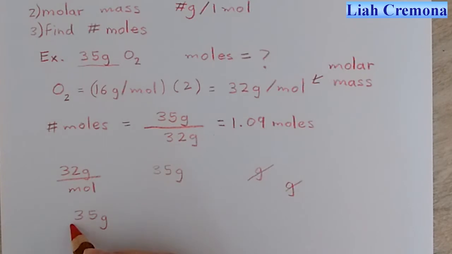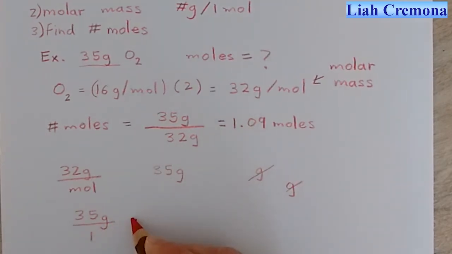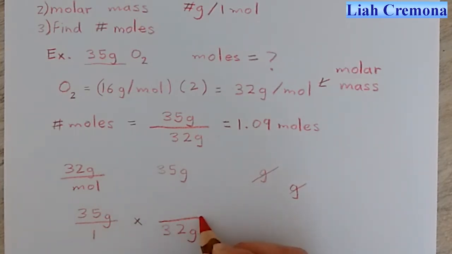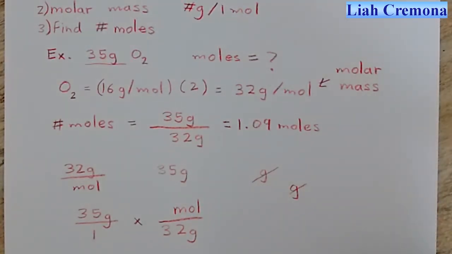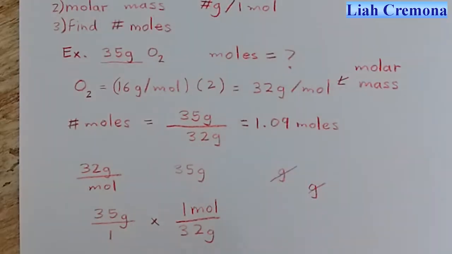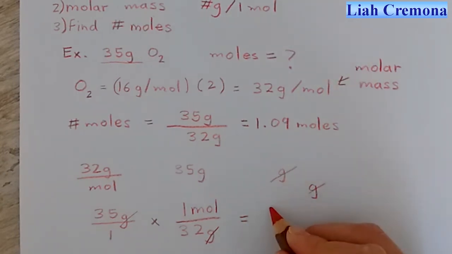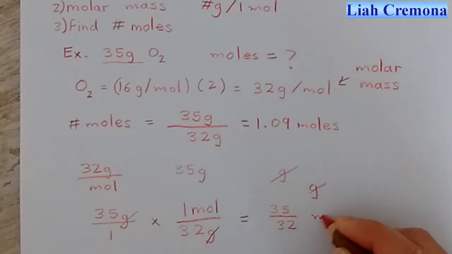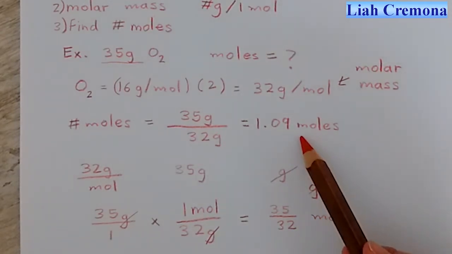So here, 35 grams times, and because we want the gram units on different levels, one has to be on top, one has to be on the bottom, we know that 32 grams can be in the denominator and moles can be on the top. And this is for 1 mole. So now we can cancel out these units. Grams is canceled out, which leaves us with 35 divided by 32 moles, which is the same answer as here.